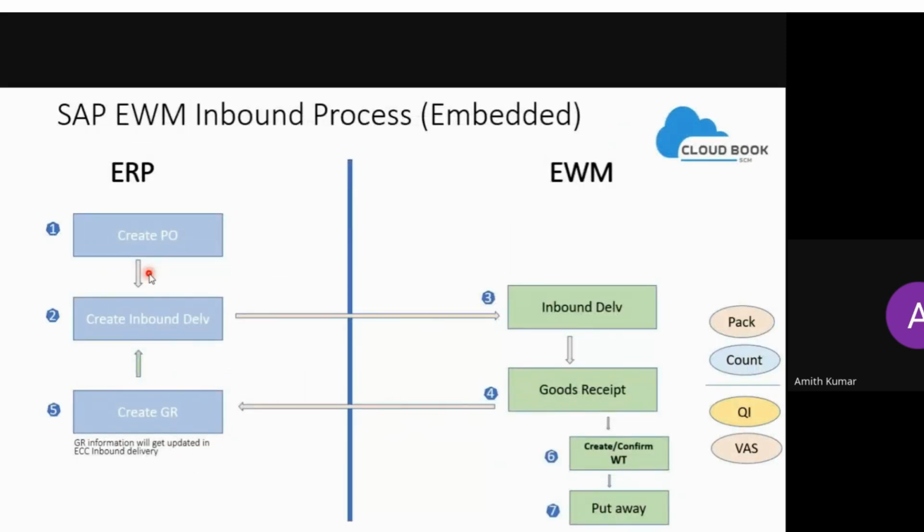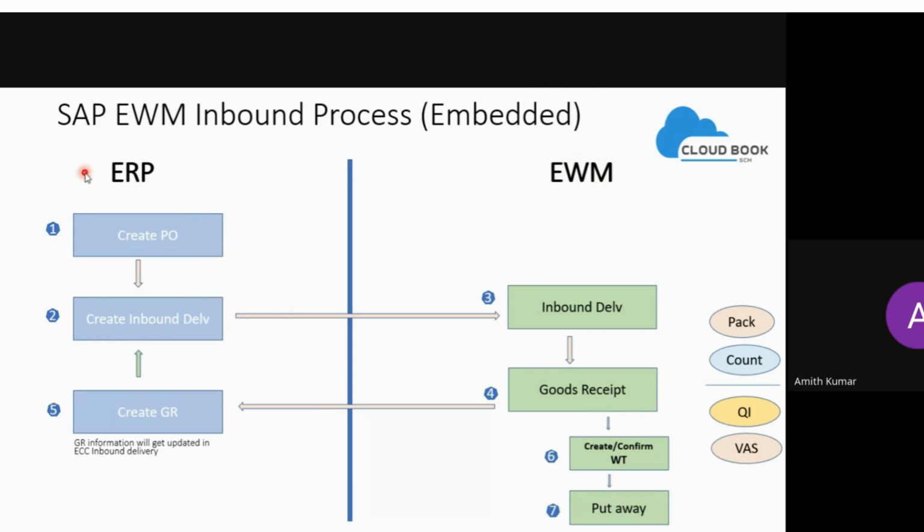Right now, some quick overview of how EWM works. Now we are talking about the embedded EWM. Embedded in the sense that in the same system we will be having our ERP. By ERP I mean our ECC, where we actually create the purchase orders or sales orders and all. And EWM is our system where we actually perform our warehousing related activities. So when we say embedded, it means everything is happening in the same system.